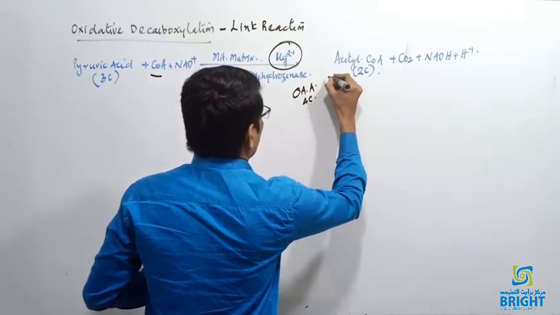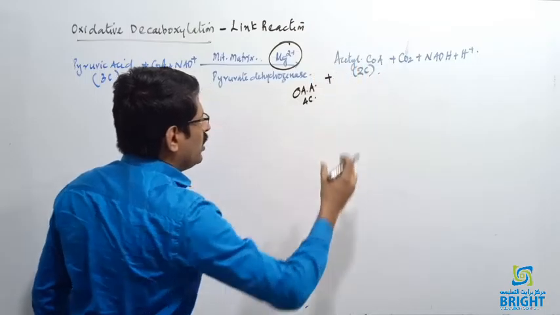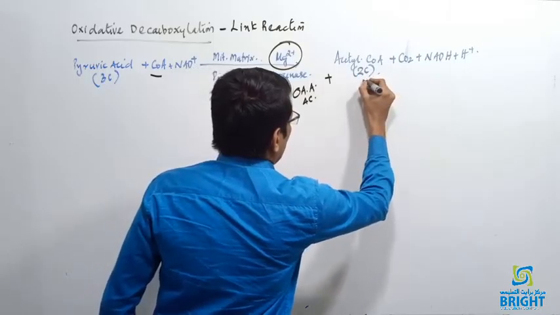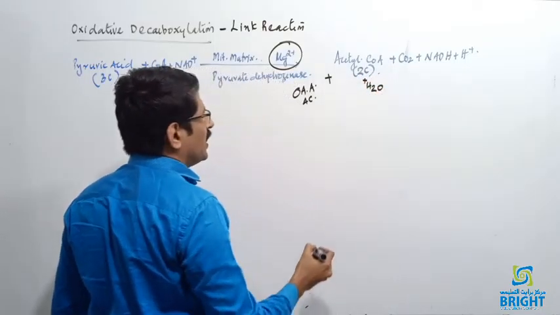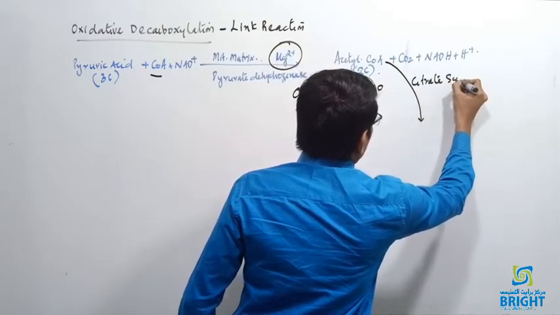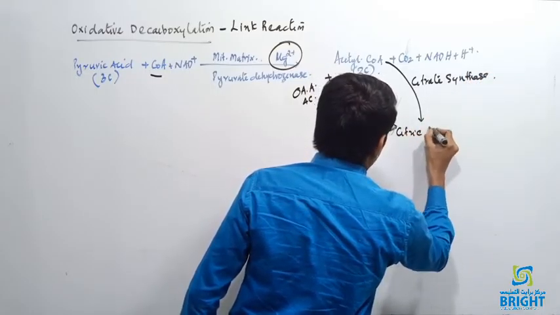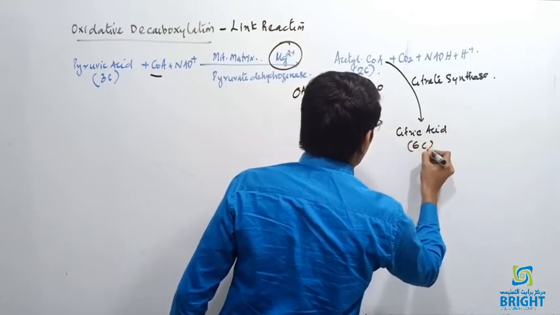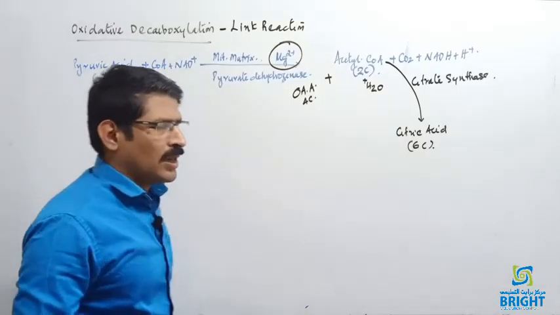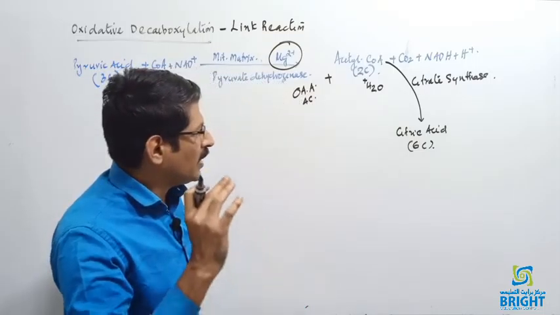Oxaloacetic acid is a 4-carbon compound, and acetyl coenzyme A is a 2-carbon compound. With one molecule of water, it is a condensation reaction, and it is mediated by the enzyme citrate synthase and produces citric acid. Citric acid is a 6-carbon compound, and that's why the Krebs cycle is also called the citric acid cycle, and citric acid is a tricarboxylic acid. That's why it is called the tricarboxylic acid cycle or TCA cycle.